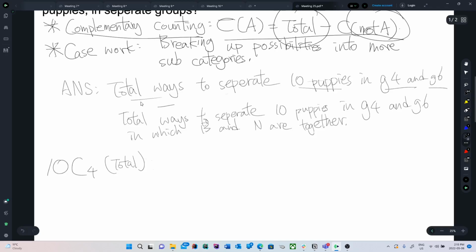Now we can think of the ways to separate 10 puppies into a group of 4 and a group of 6 in which Bitter and Nipper are together. How can we do this through casework? What we can do is first calculate the number of ways we can do it so that B and N are in the group of 4.